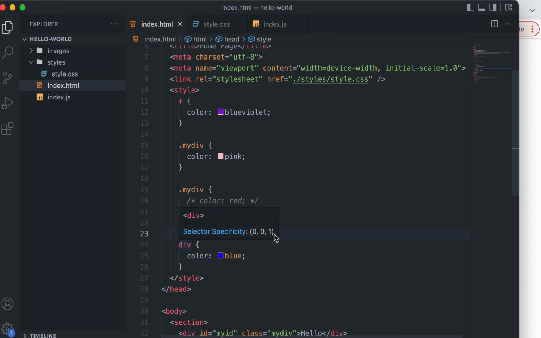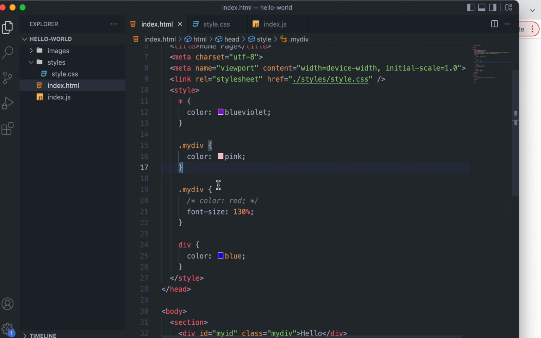With my div, if you see here, it is 0, 1, 0. So you see that here 1 is at the units place, just understand it like that. Here also 1 is there, but 1 is at the tens place, sort of, right? So this is like higher precedence, right?